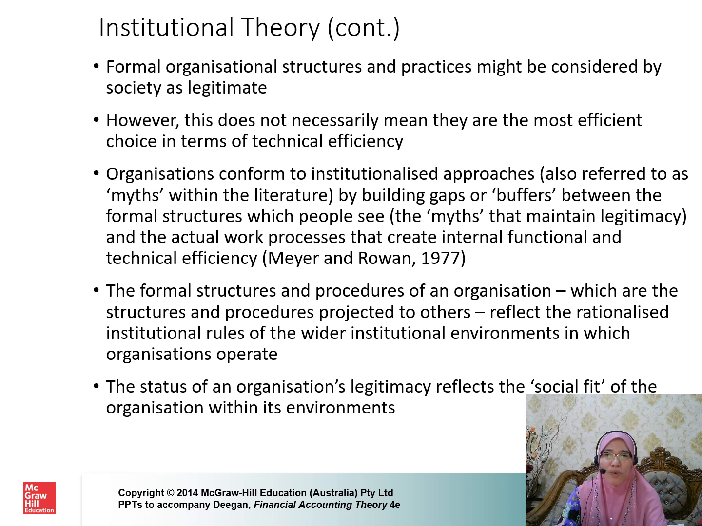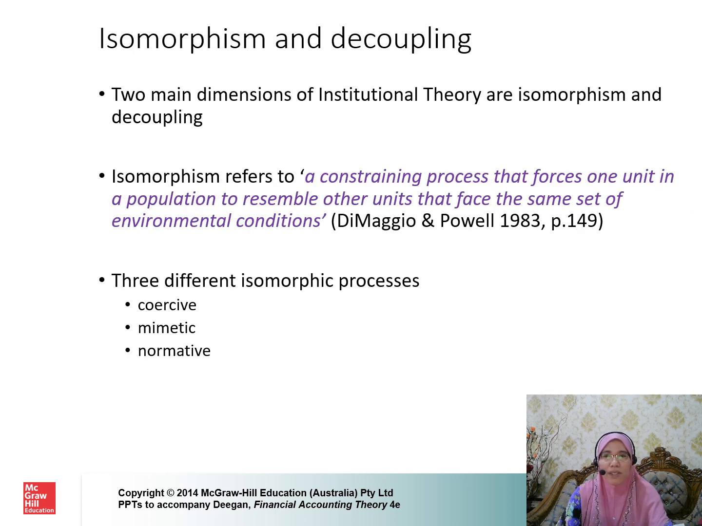So these formal structures and procedures of an organization will be projected to others, and it will reflect the rationalized institutional rules of the wider institutional environment. So the status of the organization's legitimacy reflects how well the company fits into the industry within the environment. So isomorphism and decoupling are two dimensions of institutional theory.